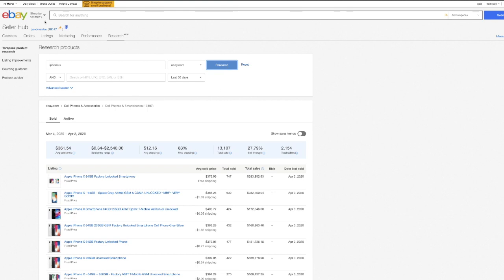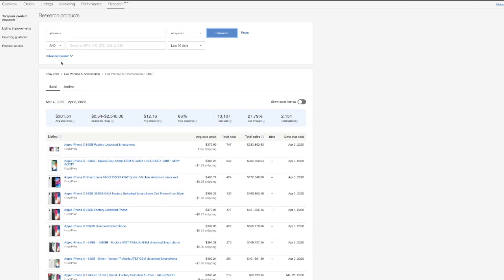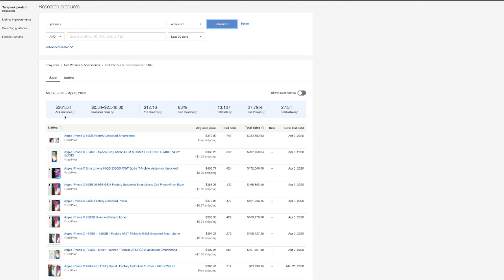Now if you look at the page here, on the right it gives you the average selling price, which is $361. The average selling price range is between 34 cents, which is ridiculous, and $2,500, which is also ridiculous. Those are the ranges. Average shipping cost really breaks it down for you: the average shipping cost is $12.16, and 83% of the listings had free shipping.